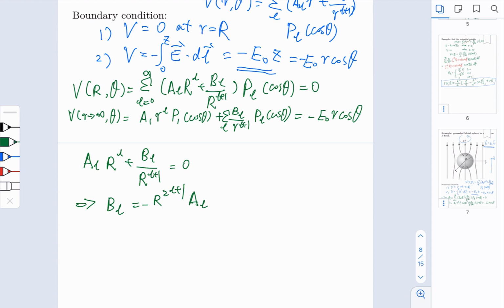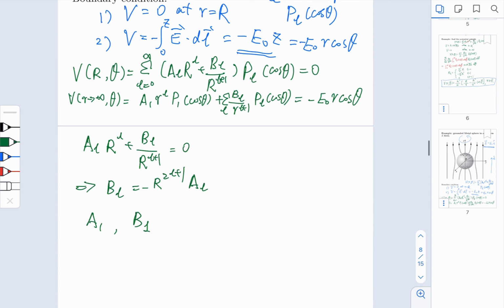Now from the second expression, we know that only A1 is non-zero. So for B_l, only B1 is non-zero, which means that the solution should be A1. A1 then should be R to the power of 3, times E0, over r squared.